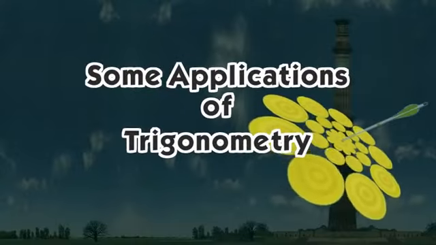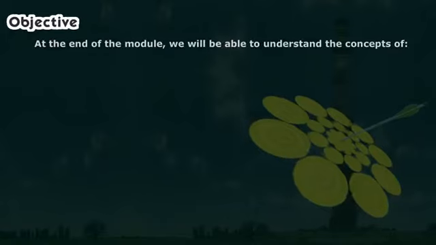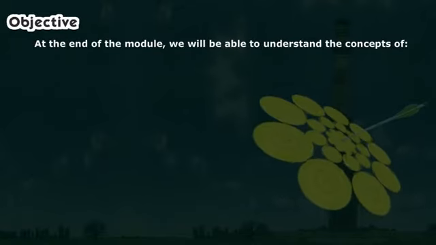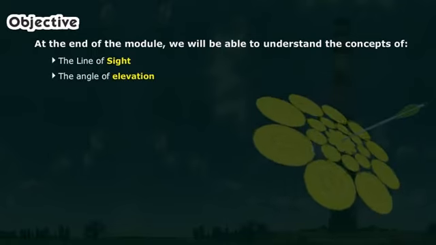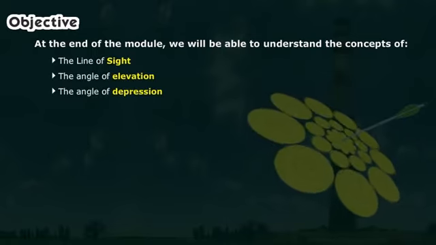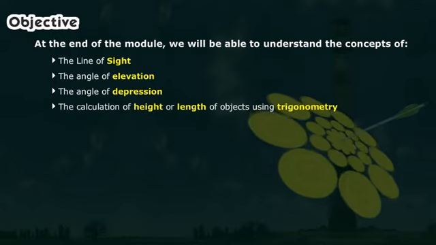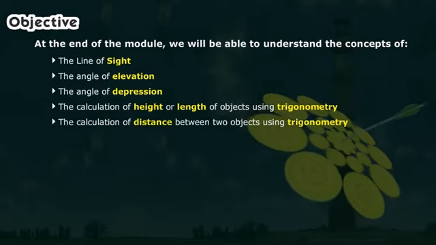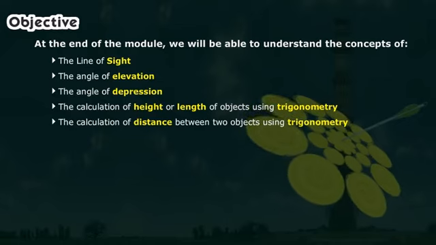Some applications of trigonometry. Objective. At the end of the module, we will be able to understand the concepts of the line of sight, the angle of elevation, the angle of depression, the calculation of height or length of objects using trigonometry, and the calculation of distance between two objects using trigonometry.